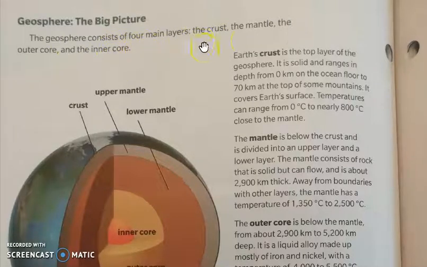Now the crust is the part that we're most familiar with because it is this part here. It's the top layer of the geosphere. It's solid and it ranges in depth from 0 kilometers on the ocean floor to 70 kilometers at the top of some mountains. Okay, so the ocean's floor is just basically already touching the upper mantle, okay? But under some mountains, the crust can be 70 kilometers deep, okay?